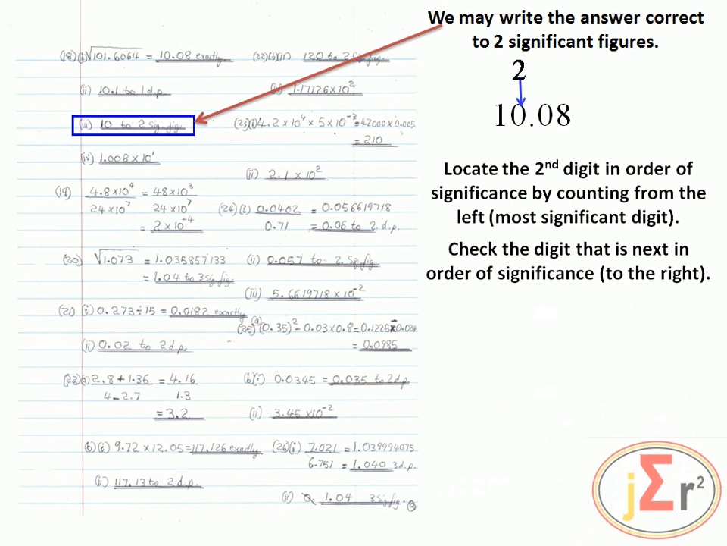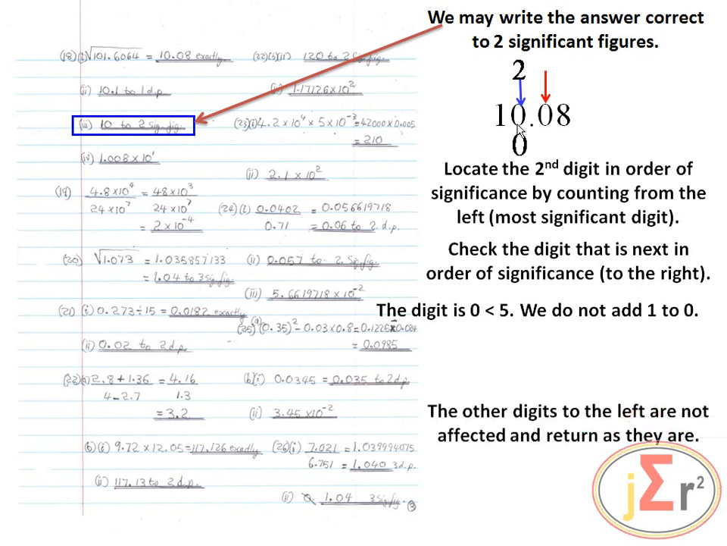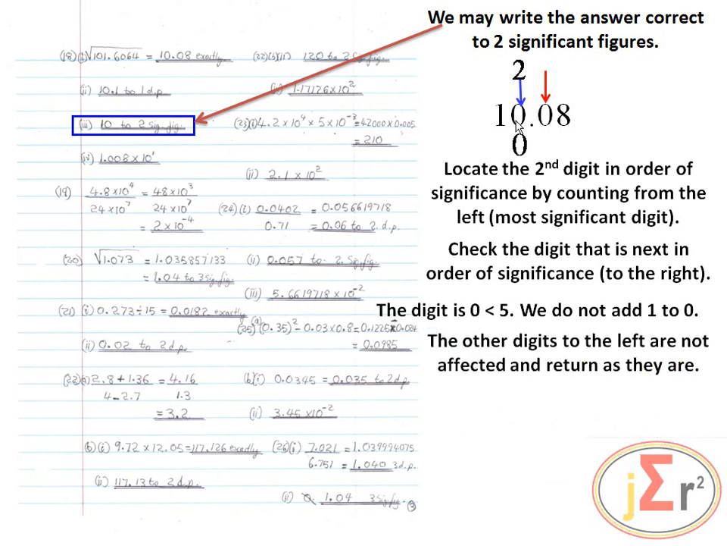What do we do next? We check the digit that is next in order of significance, the one to the right. And what? The digit is 0, which is less than 5. So we do not add 1 to this 0, and it returns like that. The other digits, well, in this particular case, it is a single digit, and we just return that single digit as it is.